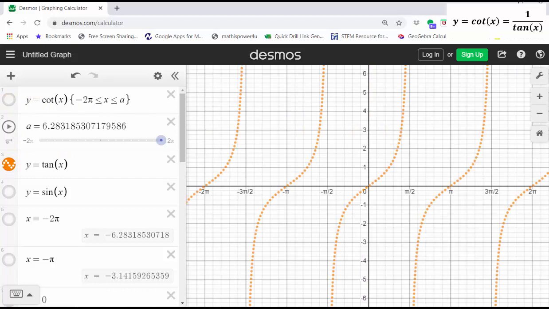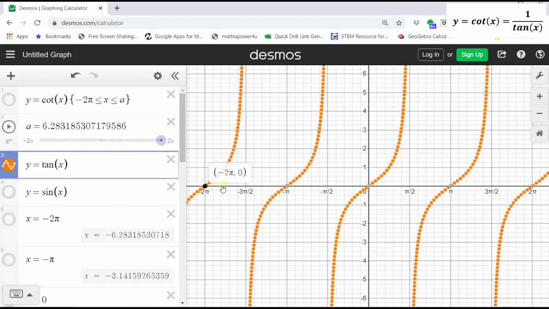And now to begin, where the tangent function is equal to 0, since division by 0 is undefined, the graph of the cotangent function will have a vertical asymptote where the tangent function is equal to 0, which will be at x equals negative 2 pi, x equals negative pi, x equals 0, x equals pi, and x equals 2 pi. Let's go ahead and graph these vertical lines.